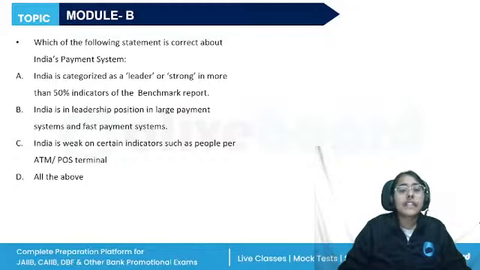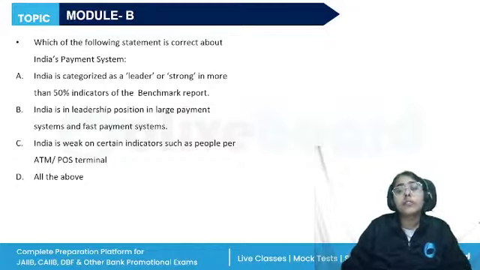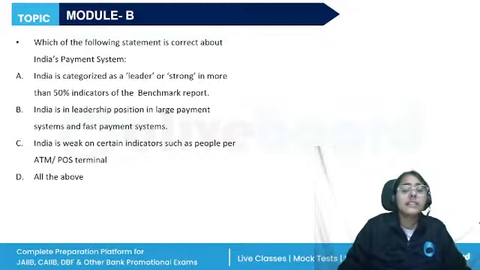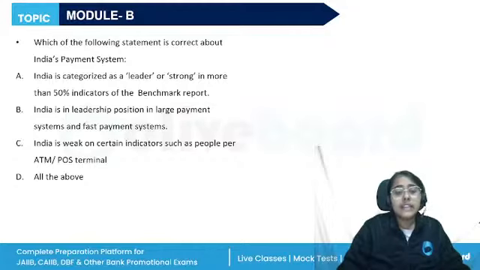Next, which of the following statements is correct about India's payment system? So here we are talking about the benchmarking which is done by RBI. According to the latest reports, India is categorized as leader or strong in more than 50 indicators of the benchmark report. India is in a leadership position in the large payment system and fast payment system.